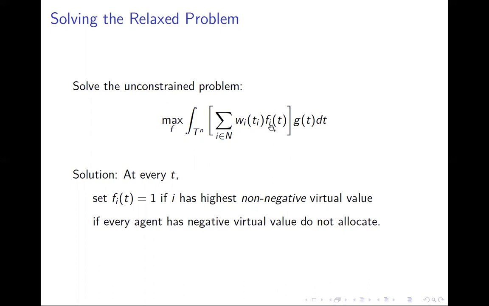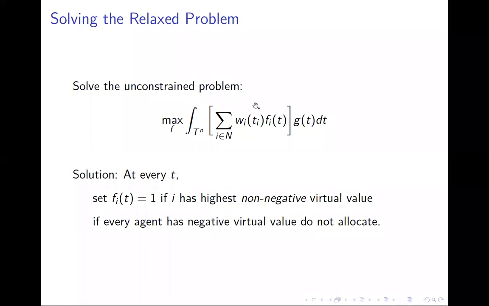Remember, F satisfies the following constraint: the sum of F_i(t) has to be less than or equal to 1, and each F_i is greater than or equal to 0. So we can say that if w_i(t_i) is less than 0, then F_i(t) is 0. That is clearly true, because if the w_i(t_i) are all negative, then there is no point in assigning F_i(t) anything but 0, because that will just decrease the objective function value.